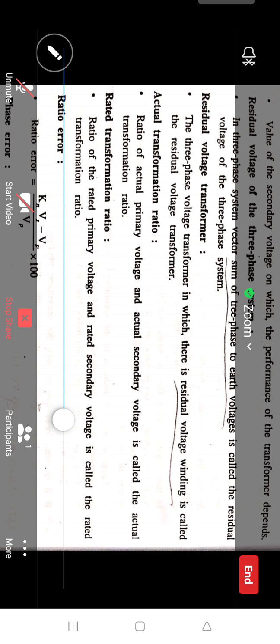Actual transfer ratio is the ratio of actual primary voltage to actual secondary voltage, and for rated, the ratio of rated primary to rated secondary. Ratio error: for ratio error we have (Kn × Vs − Vp) / Vp. Vs means secondary side voltage. Here Kn is our ratio, the number of primary side turns divided by the number of secondary side turns, the turn ratio.